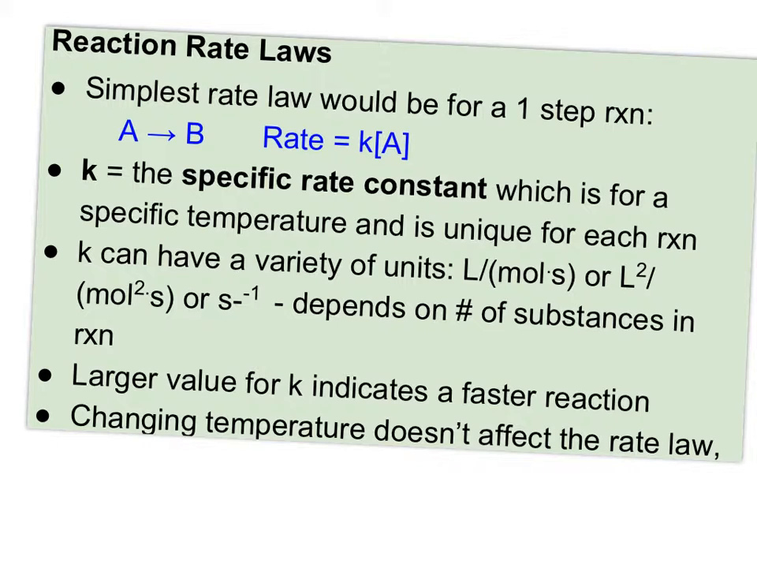So K can have a variety of units. It depends on how many reactants you have involved. In this form, the simplest form, would just be liters per mole per second. If you had two reactants, it often would be liters squared per mole squared per second. Or it could just be per second if things cancel out. It totally depends on the number of substances and any exponents that show up in your rate law.